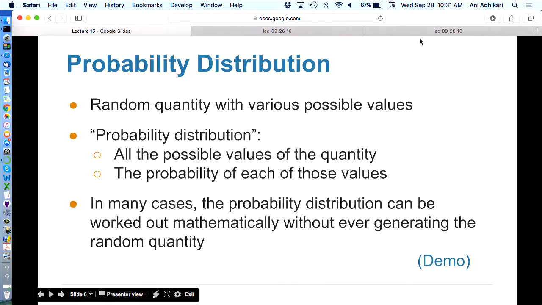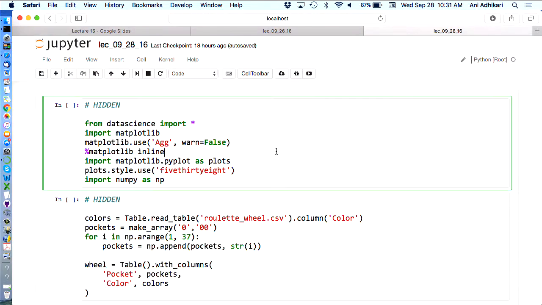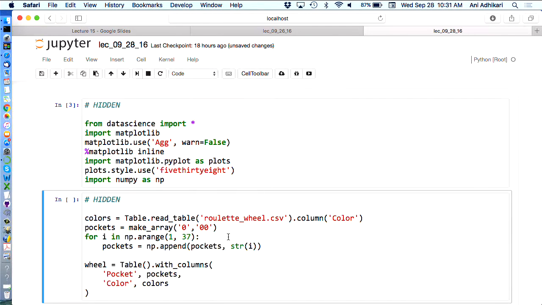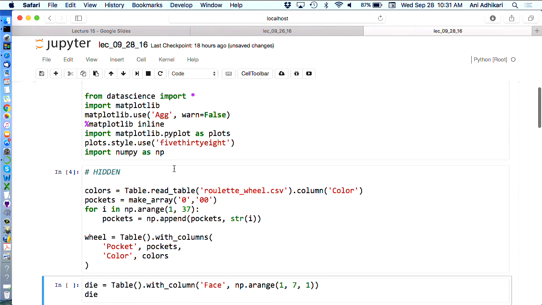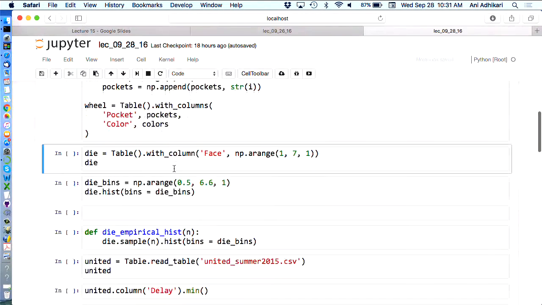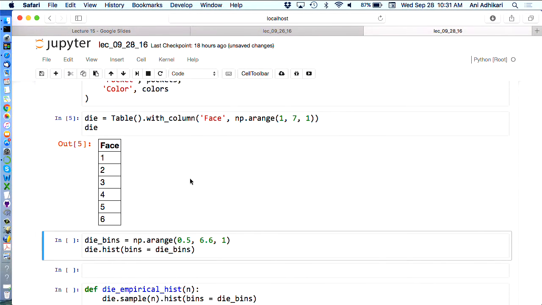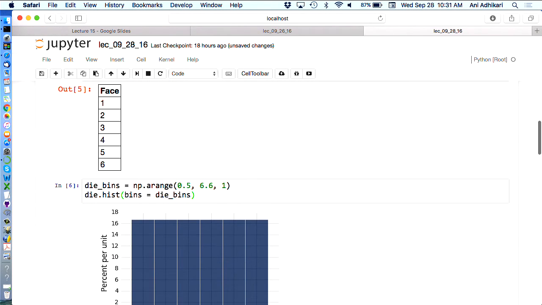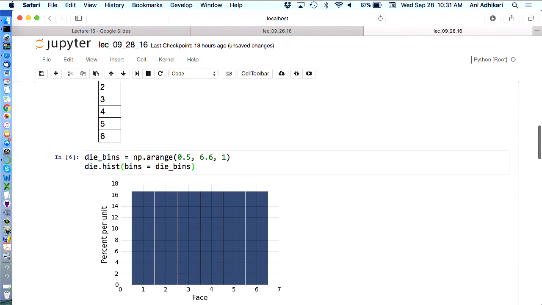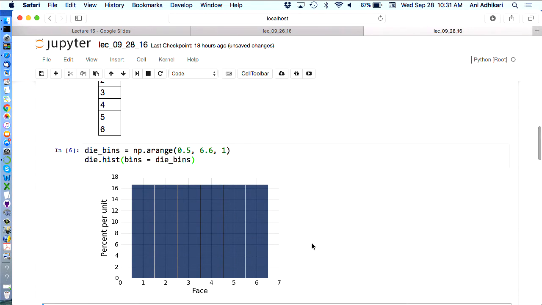Okay, so now let me move to running a couple cells. I'm going to need a roulette wheel later, I hope. Okay, here we go. Here's a die. All right, so that has all of those faces, and here is a histogram. And there is your classic uniform distribution, a flat-topped histogram, right?